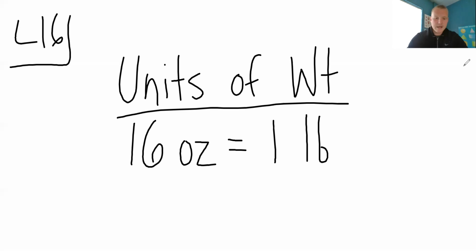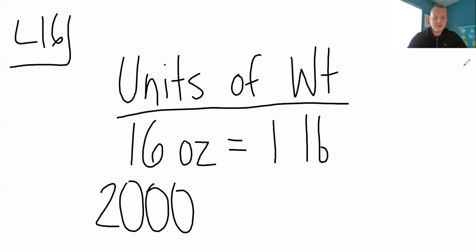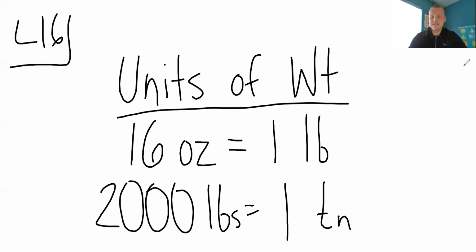And then how many pounds are in a ton? We have 2,000 pounds. 2,000 pounds equals 1 ton. You'll see ton written as this, or another way that you'll see it written in science is just 1 T, one big T like that. I've actually never seen it written as lowercase t and lowercase n. You'll mostly see it written as the uppercase T.